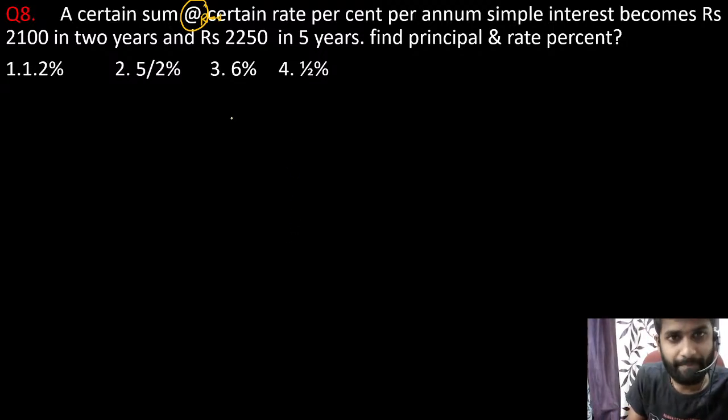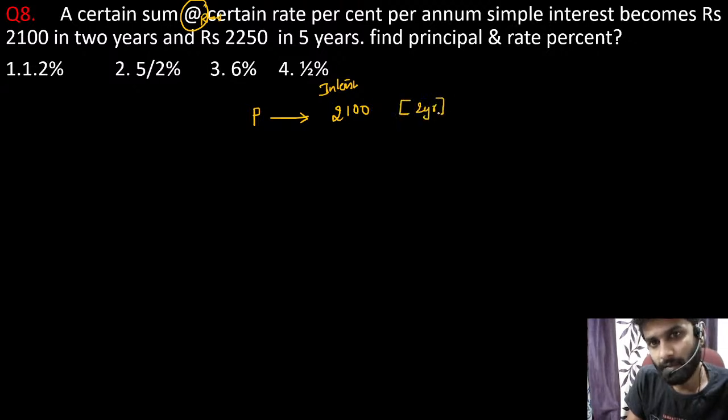What does the concept say? There is an amount P, the principal. The interest becomes 2100, it earns an interest of 2100 in 2 years. If the same amount earns 2250 rupees in 5 years.